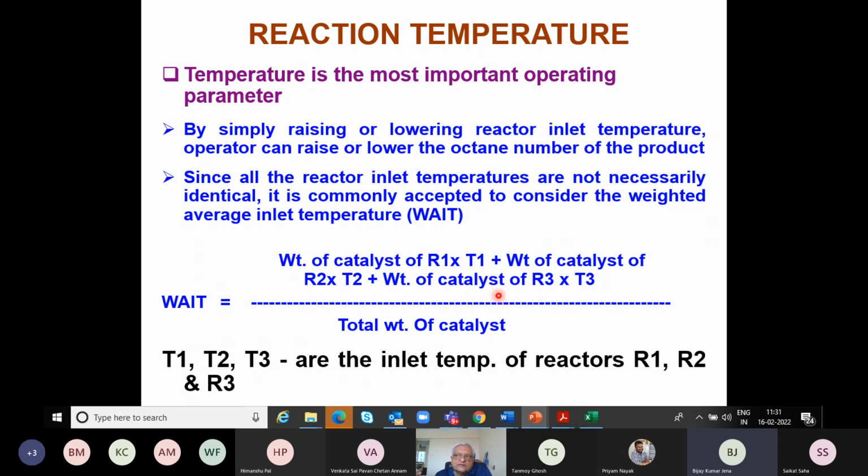And this is a representation of the severity of reforming, in the sense that if I go up on the inlet temperature, I increase the severity of reforming. To that extent, I can increase the octane number of the product if I'm making gasoline, or I can increase the aromatic yield or aromatic content of the reformate if I'm carrying out a reaction to make aromatics. So I hope this is clear. Weighted average inlet temperature is nothing but the individual weights in each reactor times the inlet temperature, summed over all reactors, divided by the total weight of the catalyst.